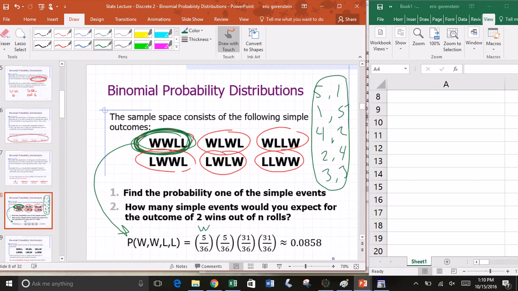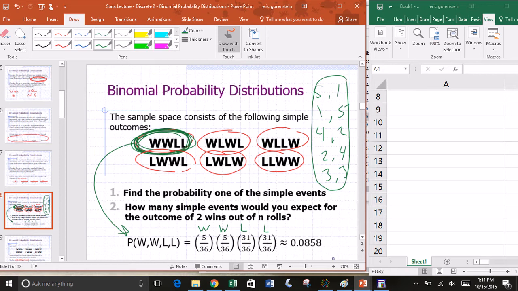The second W has a probability of 5 over 36. The third roll, which is a loss, would be the complement, 31 out of 36. And then the fourth roll would be a loss. Probability is 31 out of 36. So pop this into the calculator, and you get about 8.5%.